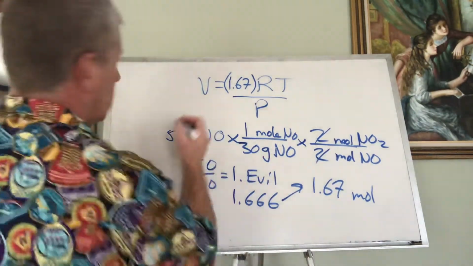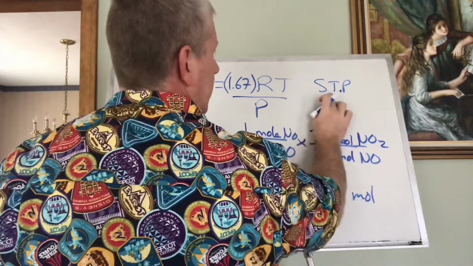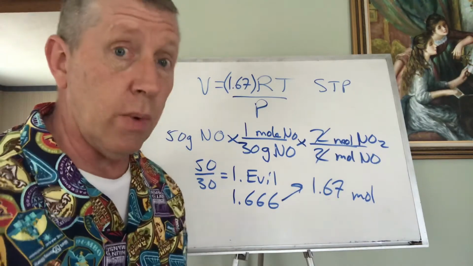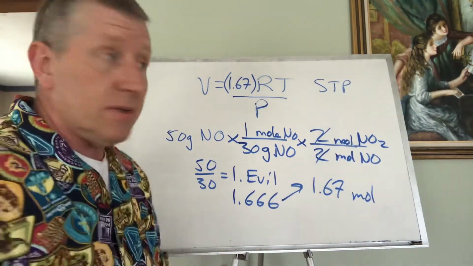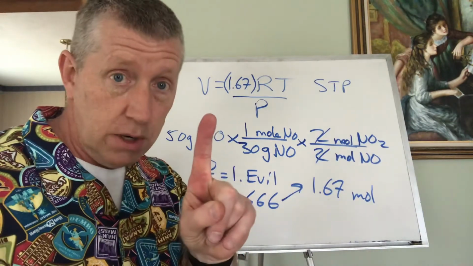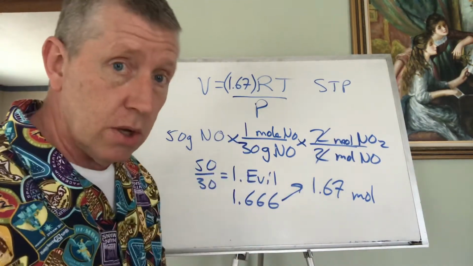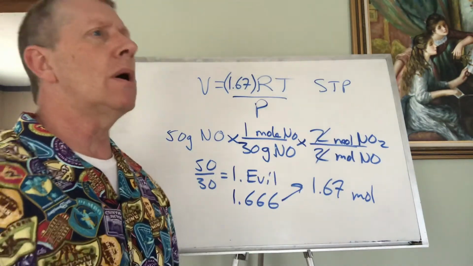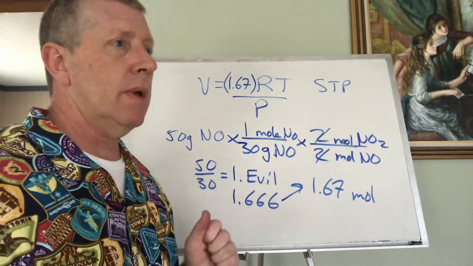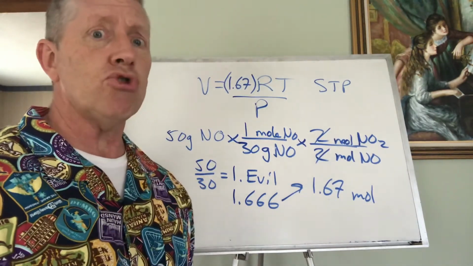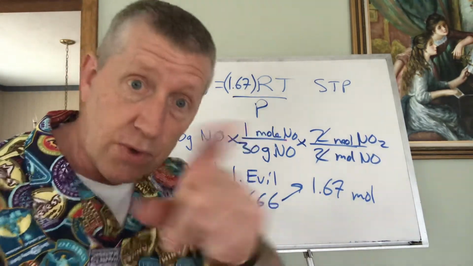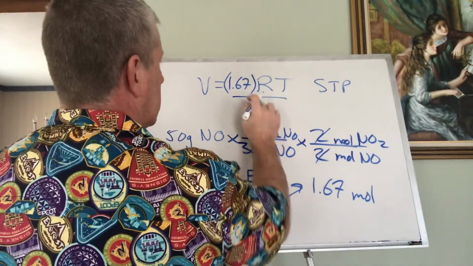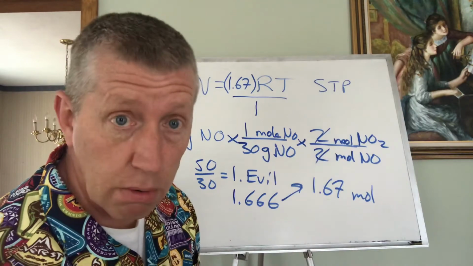STP, standard temperature and pressure. Being the American that you are, you have a choice of which pressure you want to use. You can use any pressure you want as long as it's standard. Standard pressures: 1 atmosphere, 760 millimeters of mercury, 101.3 kilopascals. You can use any one you want. Choose. Susan, which one do you want to use? I want to go with atmospheres. It's easy. It's a 1. Very good, Susan. Let's use 1 atmosphere for our pressure. Certainly makes the math easier.